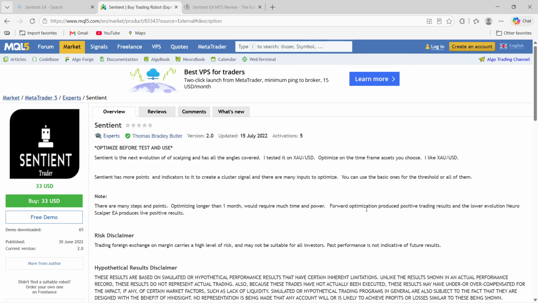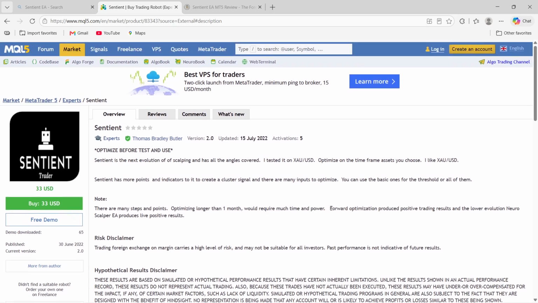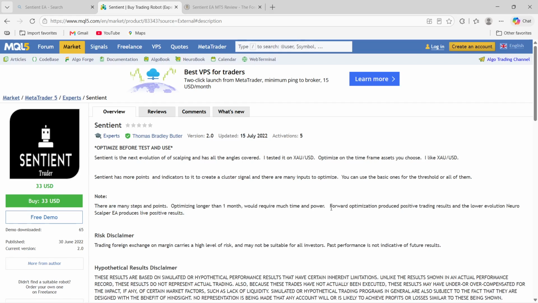My realistic verdict is this: Sentient EA is marketed as a sophisticated scalper, but the real story is that it's highly sensitive to optimization and market conditions. If you treat it as an experimental tool and size your risks accordingly, fine. If you're hoping for a reliable gold printing machine, I'd be very cautious.